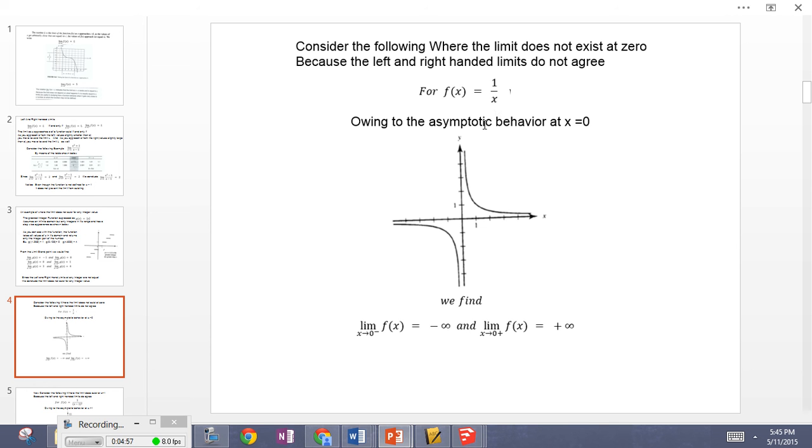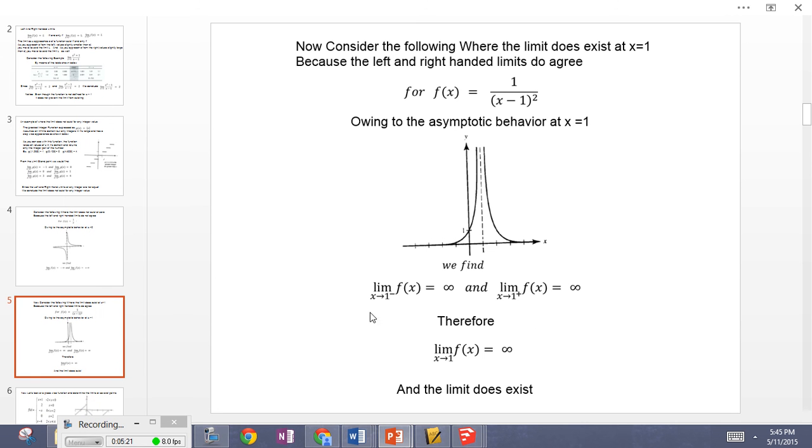Our understanding of the graph says there's an asymptote there, okay? Our understanding of the graph says on one side, on the positive side, it rises towards positive infinity. On the left side, it's falling towards negative infinity. Is it coming to the same value from both the left and the right? No. That implies the limit at that value does not exist.